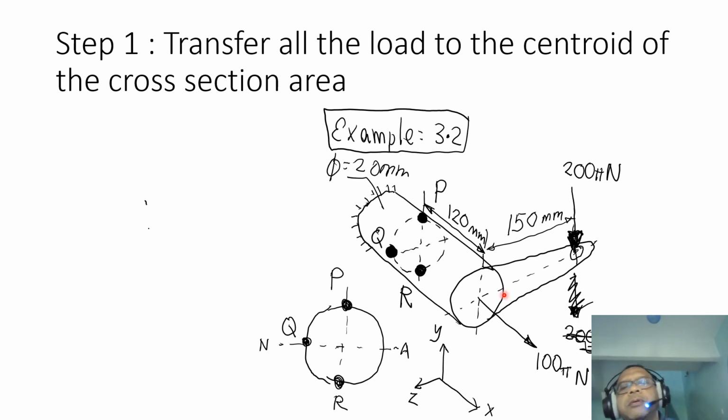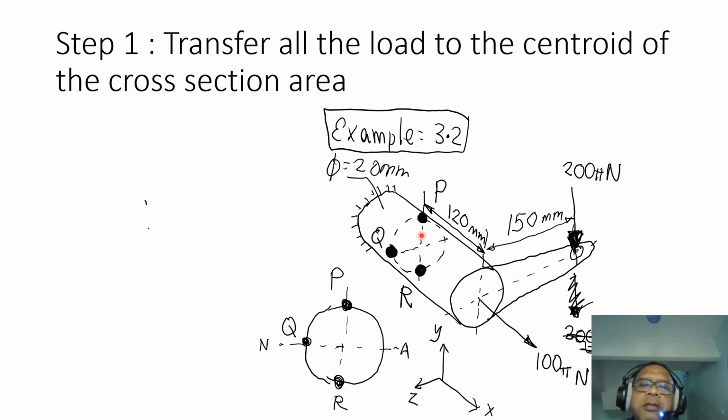And then we have two loads. One is 100 pi Newton in the axial direction, and the other one is 200 pi Newton acting on a crank at a distance of 150 mm from the centroid of the shaft. We are asked to determine or draw the stress element at points P, Q, and R, where the cross section is 120 mm, 20 mm from the free end of the shaft.